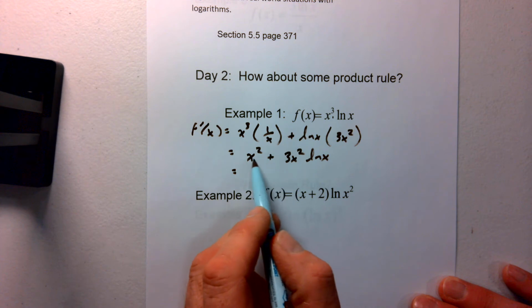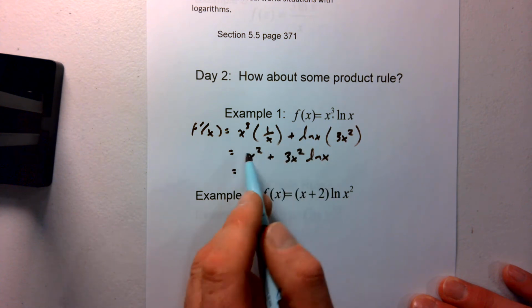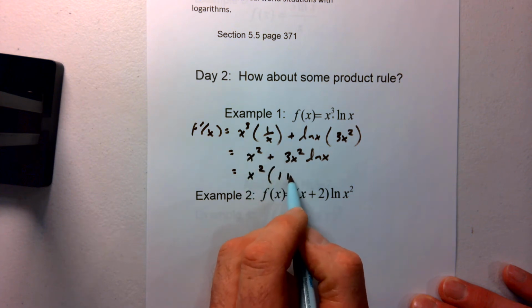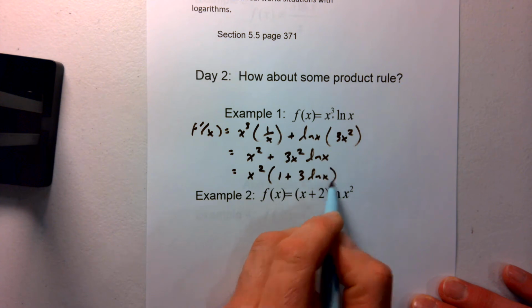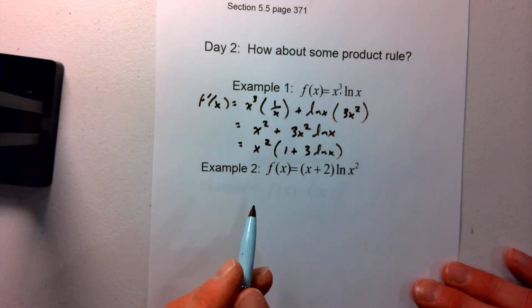However, our book will probably go ahead and find a common denominator. Or not common, a common factor. Our common factor here is going to be x squared. So we have x squared times 1 plus 3 natural log of x. And that's going to be a nice, clean looking answer, we say.